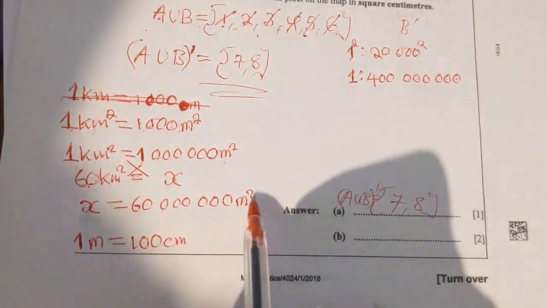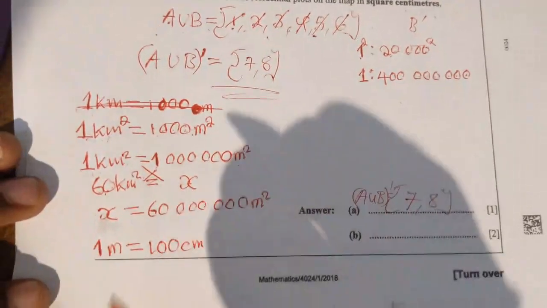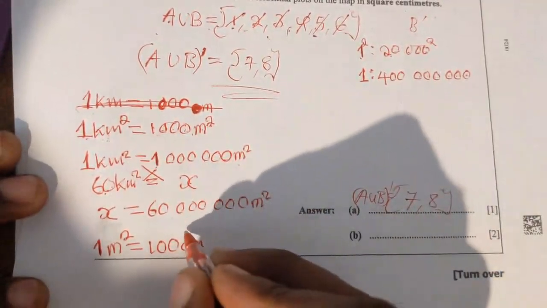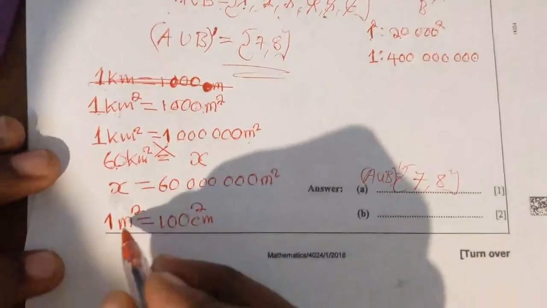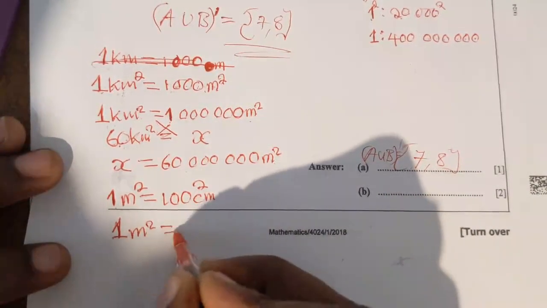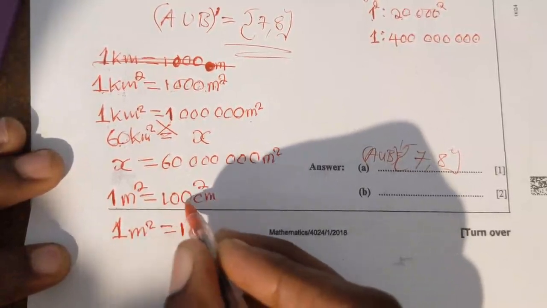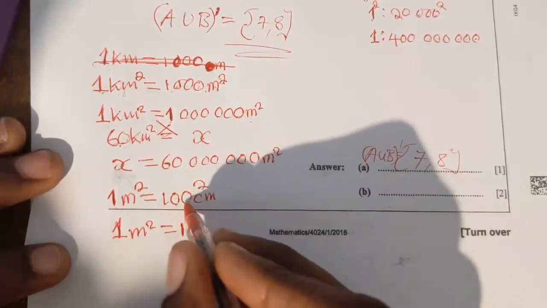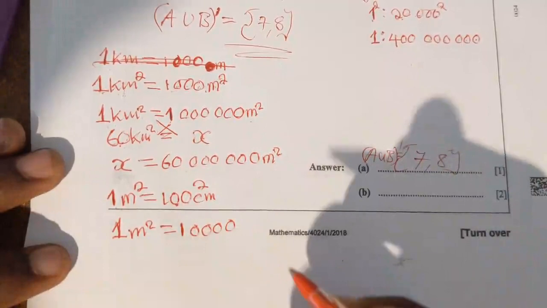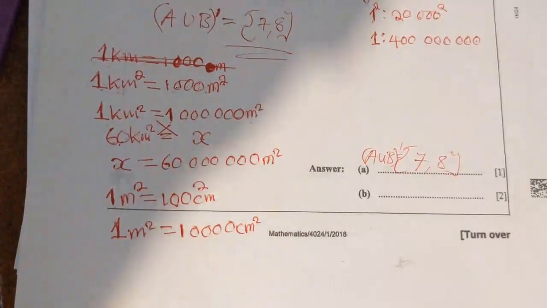But this is in what? In square meters. So we are going to put it in square meters as well, so it's going to be squared. Even this is going to be squared. So 1 meter squared is equal to, when you square 1, it is 1. When you square the zeros, they are going to become 4. So 1 2 3 4, then centimeter squared. This is how it is going to be.